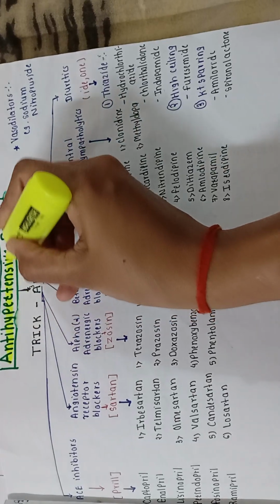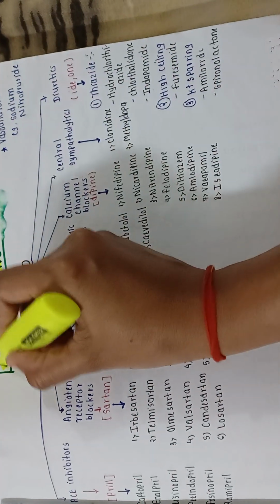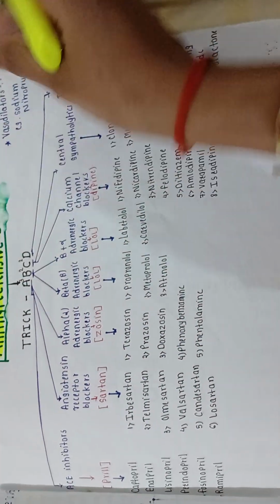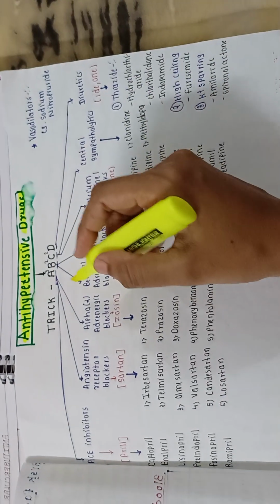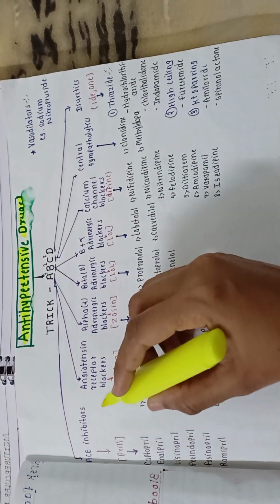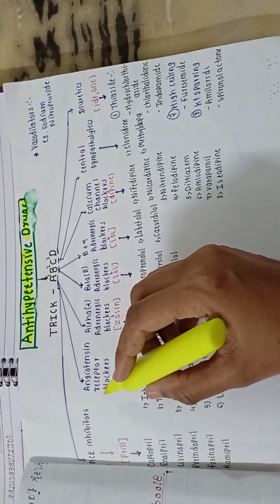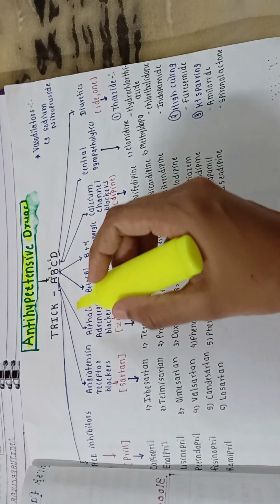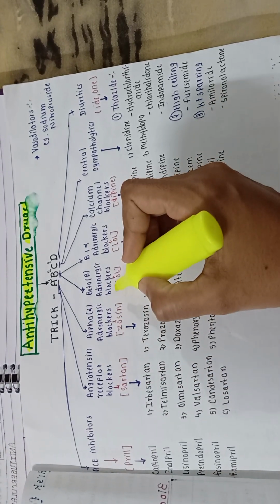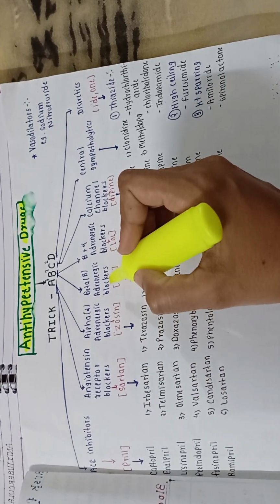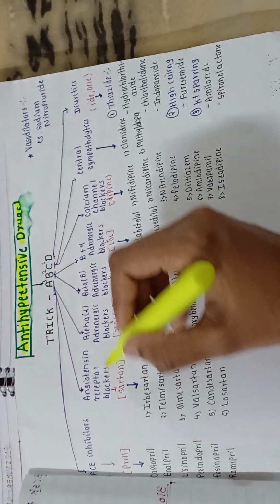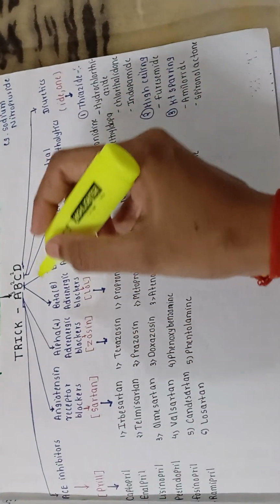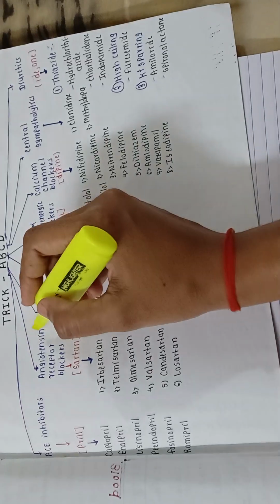Now we'll see the classification for the antihypertensive drugs. This is the classification for the antihypertensive drugs. Now we'll see the mnemonics for the antihypertensive drugs. The total main classes of the antihypertensive drugs are 9.